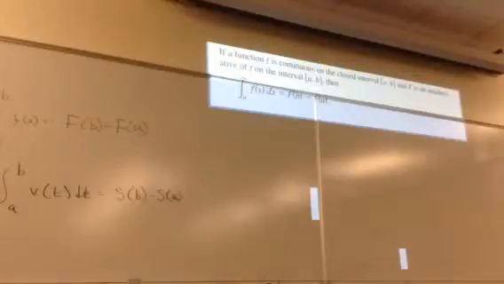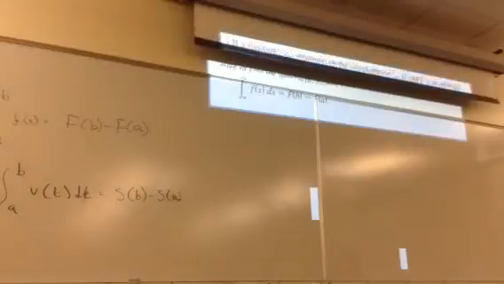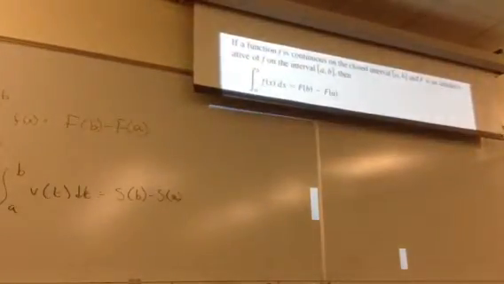It'd be nice if there wasn't a bar across the middle of that, huh? If a function is continuous on the closed interval a to b, and big F is an antiderivative of f on the interval closed a to b, then the integral from a to b of the derivative function with respect to x is the output value of the upper limit minus the output value of the lower limit.